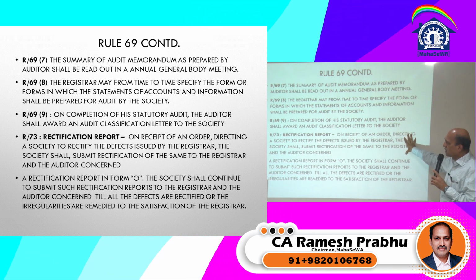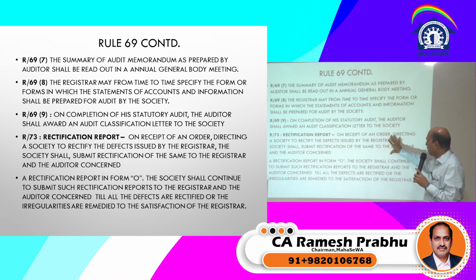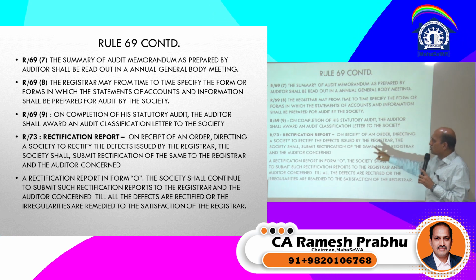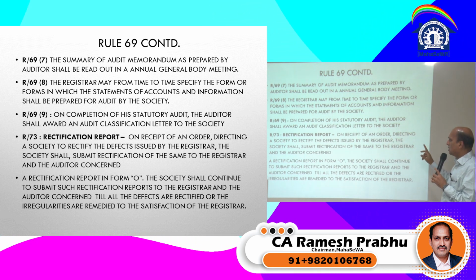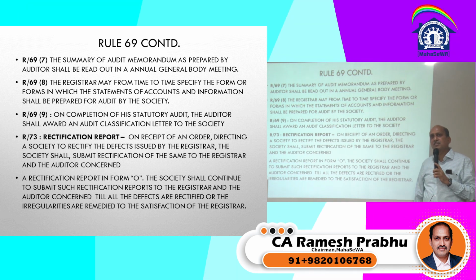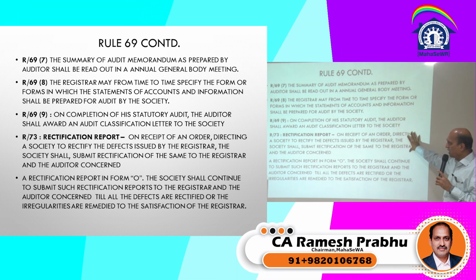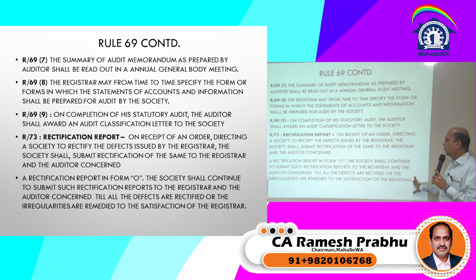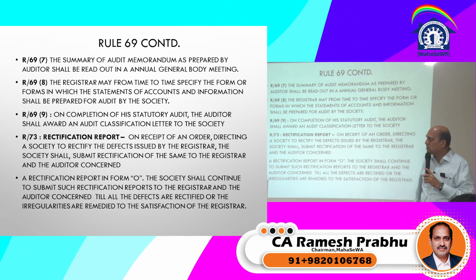Then Rule 73 talks about, on receipt of the order directing the society to rectify the defect issued by the registrar, the society shall submit a rectification of the same to the registrar and the auditor concerned. Audit rectification. Whatever audit observations are there have to be rectified, and the rectification report in O form has to be given, where the auditor also needs to give his report.